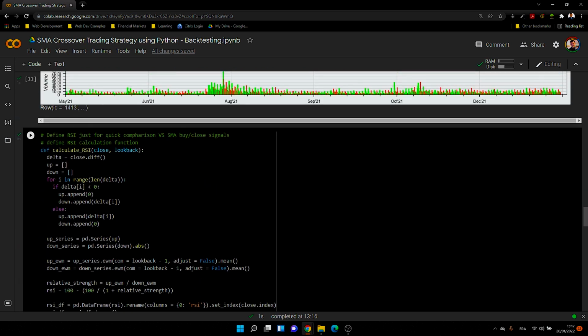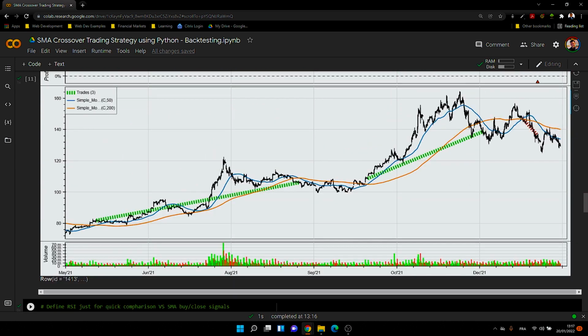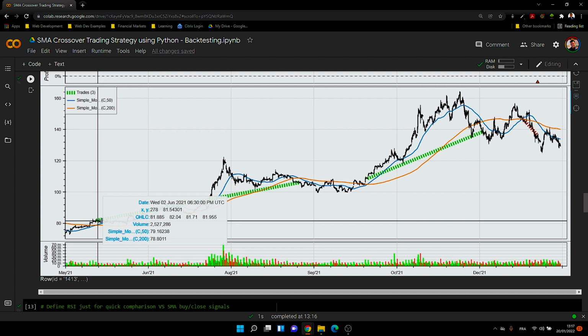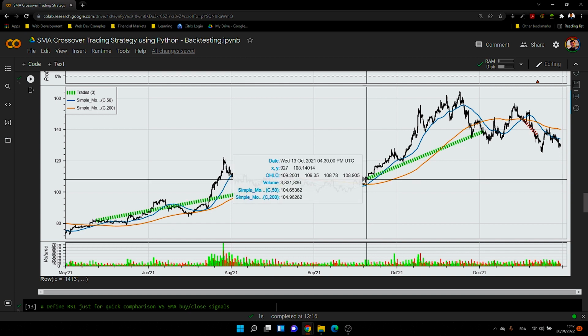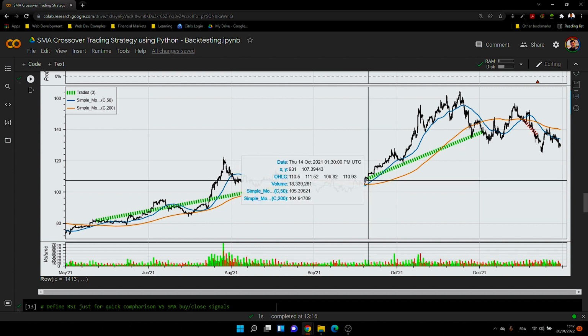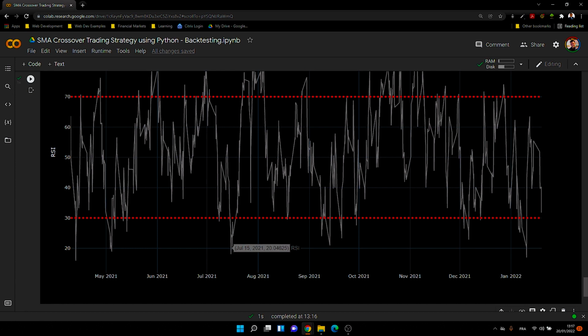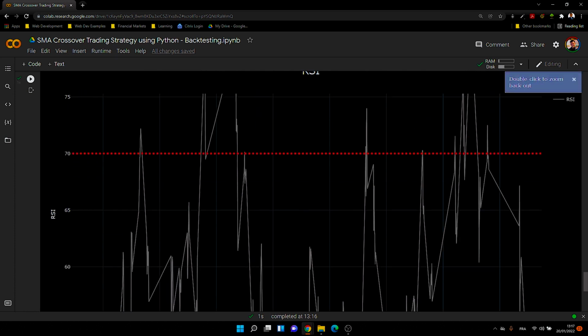So if we look at our previous graph, you can see our first trade we entered at around, let's say, Wednesday, June the 2nd. And our second trade we entered around, let's say, Wednesday 13th or Thursday 14th of October. So if we look at where we were on June the 2nd, we were around here. So as you can see, it's not an ideal level to enter the trade if we look at our relative strength index, because we've bought where the relative strength index has shown us that the asset was still at or very close to an oversold price level.